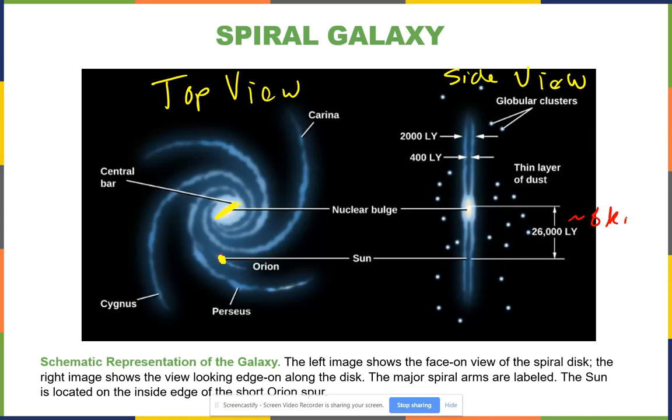Around 8 kiloparsecs, if I remember my numbers right, is the distance from the center of the galaxy to where we sit. And at this point, it doesn't matter if I say the center of the Earth, because what's one astronomical unit compared to 26,000 light years?